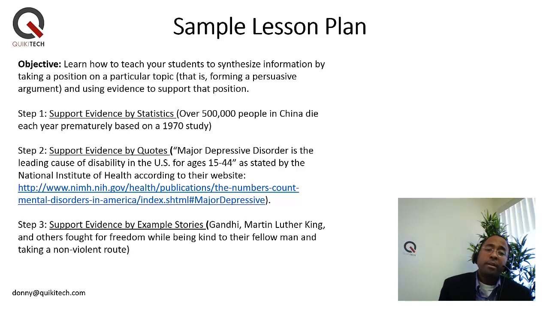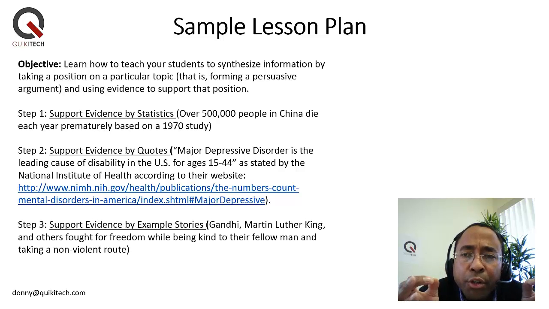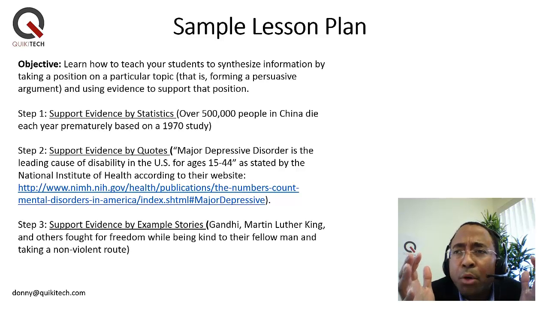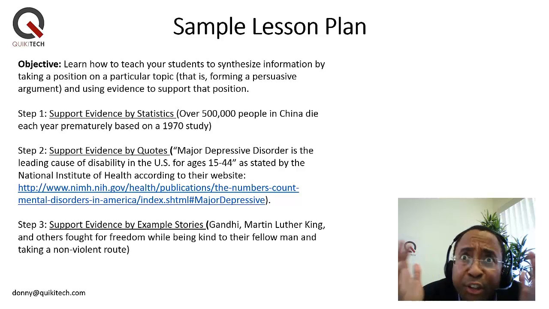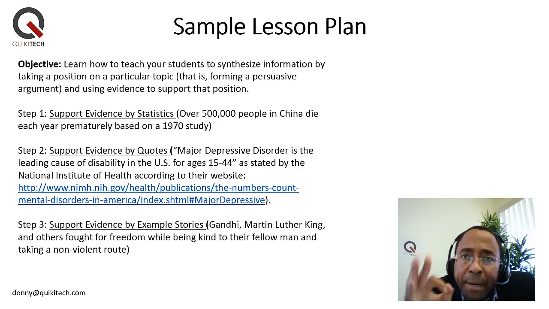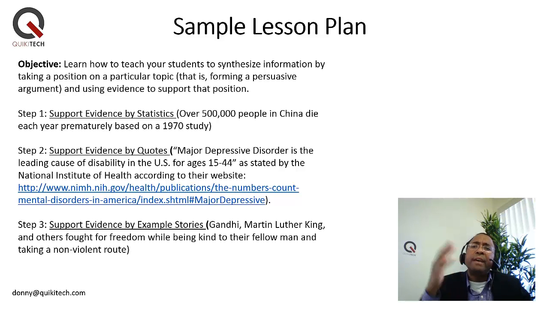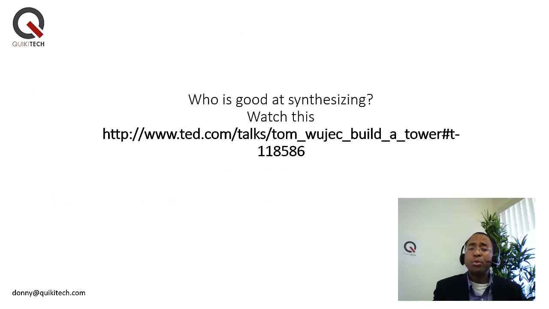And so this is a little example, a story of Gandhi's biography, or Martin Luther King. They were people who fought for freedom while being kind to their fellow man and taking a non-violent route. Okay, some of you who are experts in literature and background might know the details of these men more, and you're probably evaluating, analyzing, and even synthesizing my teaching with regard to that example. But, excellent, by the way. My point is, use these 3 points to support evidence: statistics, quotes, and stories.